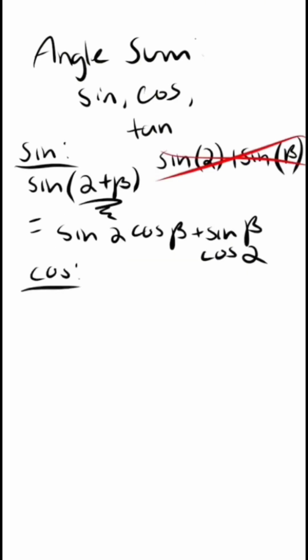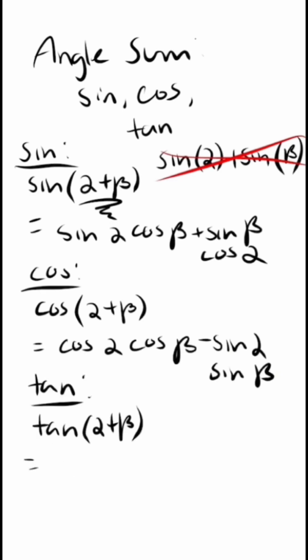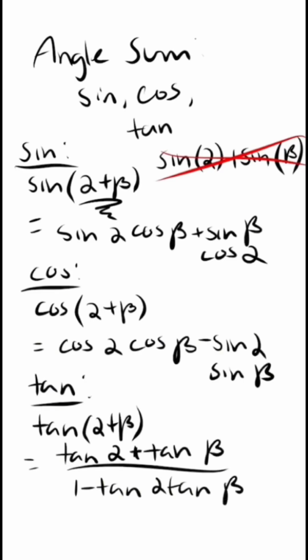Then we have cosine alpha plus beta, which equals cosine alpha times cosine beta minus sine alpha times sine beta. Then for tan, we have tan alpha plus beta equals tan alpha plus tan beta divided by 1 minus tan alpha tan beta.